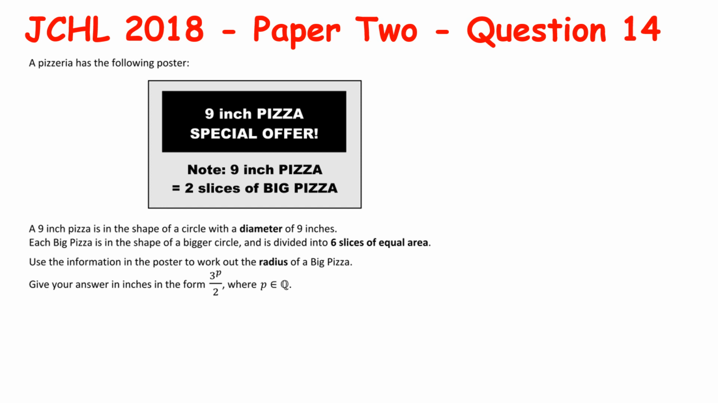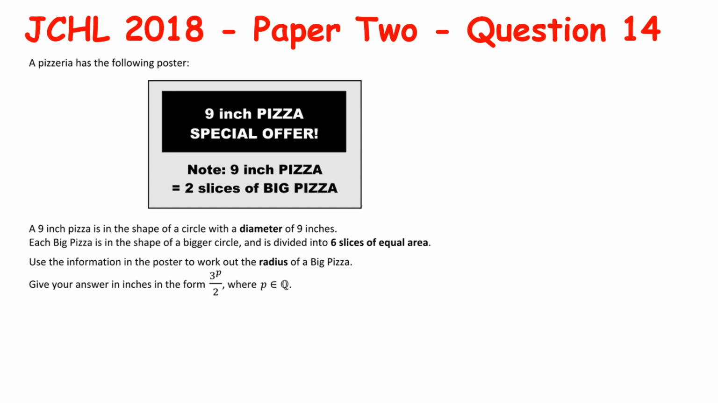And so this is from the Junior Certificate Higher Level 2018 paper. A pizzeria has the following poster: 9-inch pizza special offer. Note, 9-inch pizza is equal to 2 slices of big pizza. So a 9-inch pizza in the shape of a circle with diameter 9 inches, and each big pizza is in the shape of a bigger circle and divided into 6 slices of equal area. Use the information on the poster to work out the radius of the big pizza.